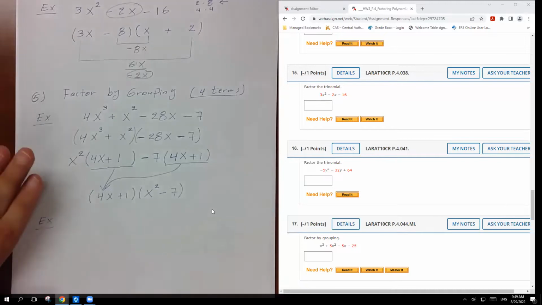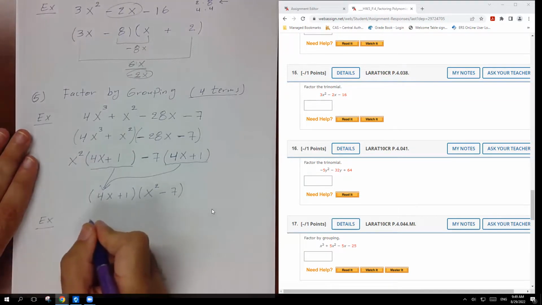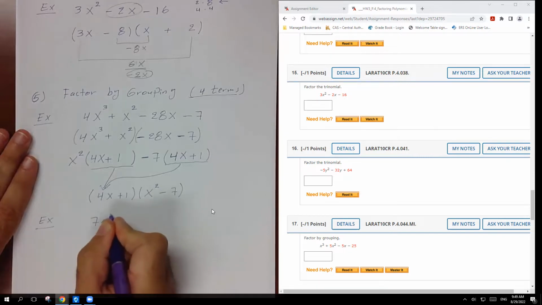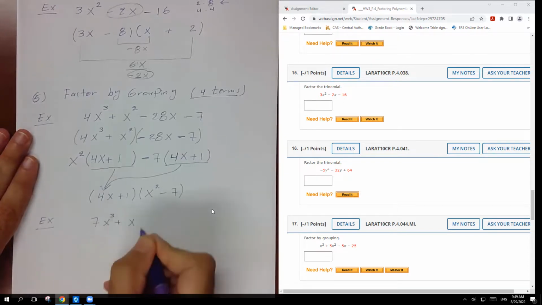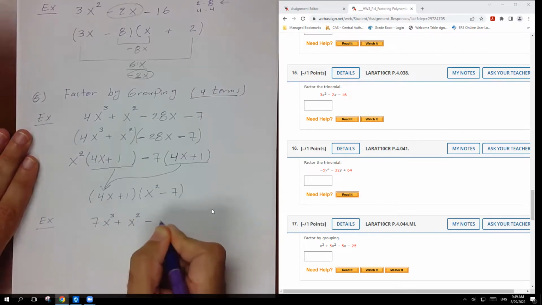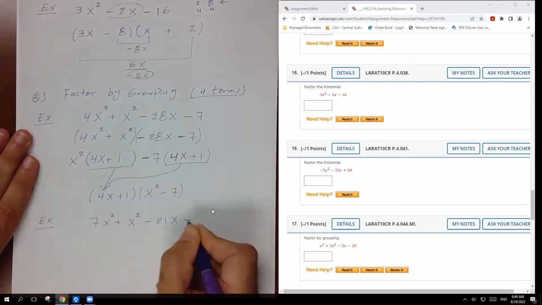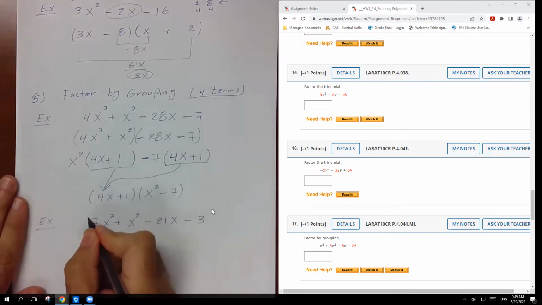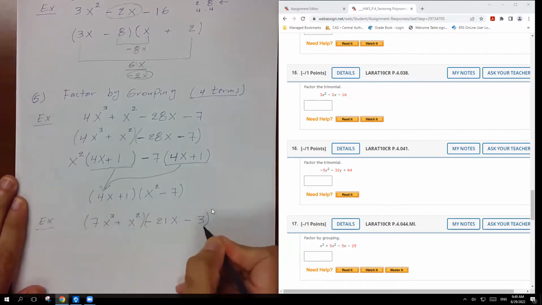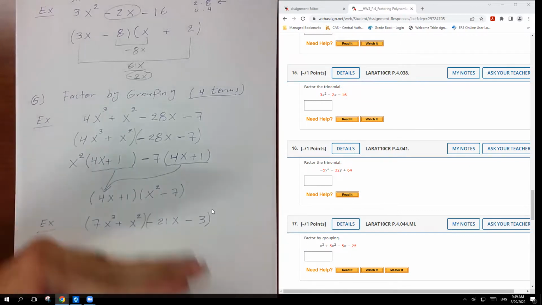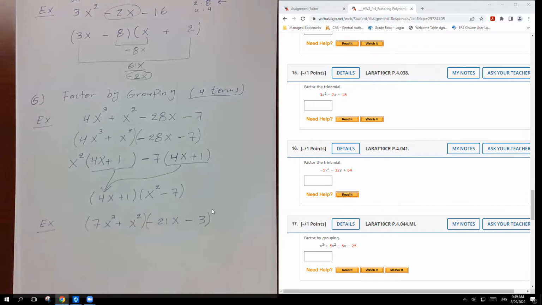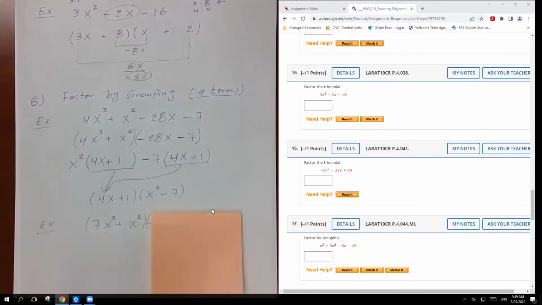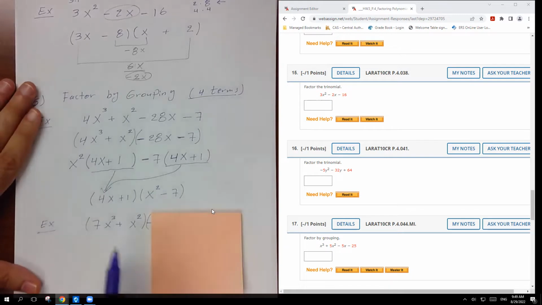Let's do another example. If you have 7x cubed plus x squared minus 21x minus 3. If you look at how I'm going to use this method, I have 4 terms: 1, 2, 3, 4. Then I'm going to group the first 2 terms and group the last 2 terms. If you want to write down another step, it's fine. Hide the first group and look at the second one; hide the second one and look at the first one.